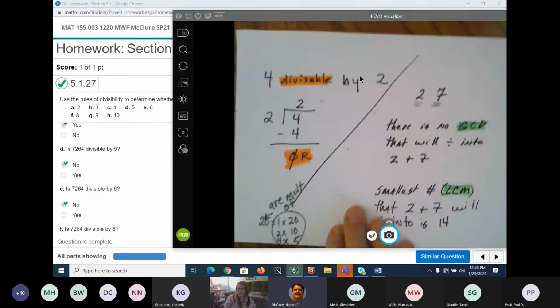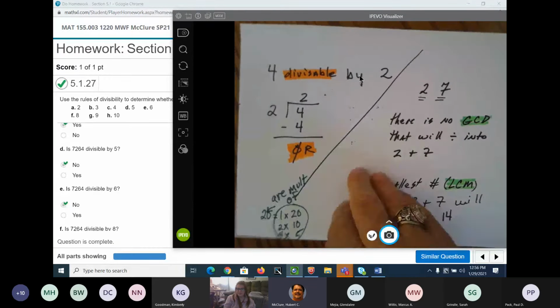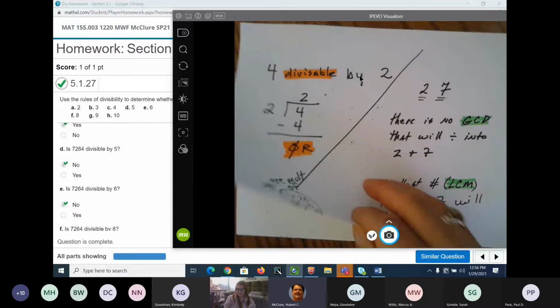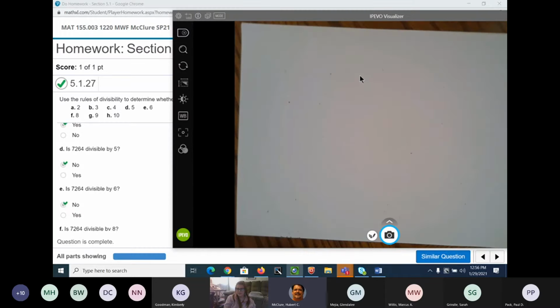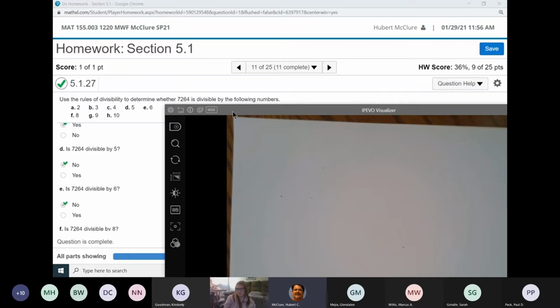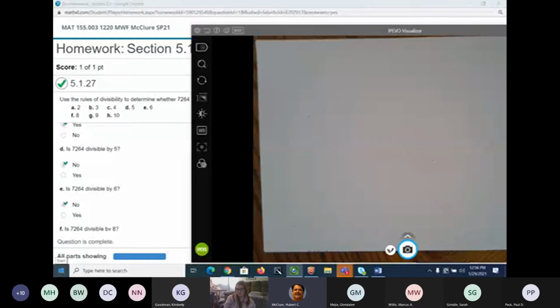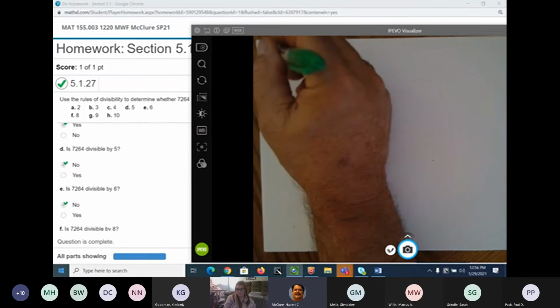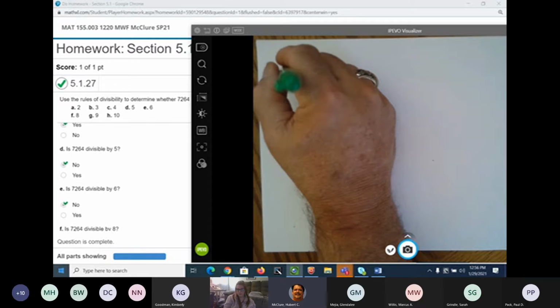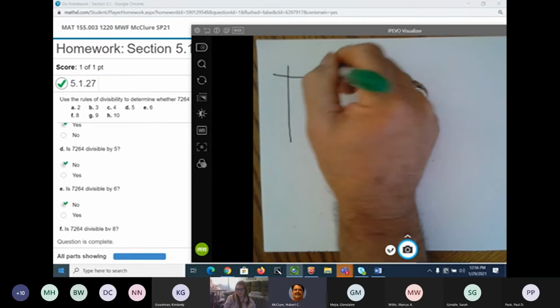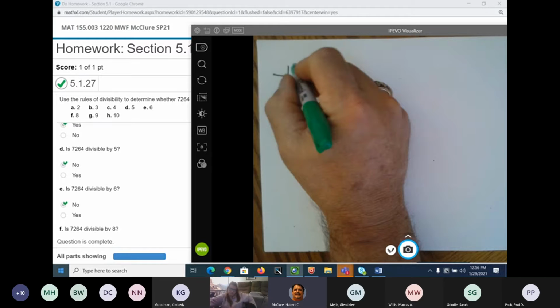It says, use the rules of divisibility to determine whether 7,264 is divisible by the following numbers. Well, I'm going to do it this way. We're going to kill two birds with one stone. We're going to do our prime factorization, and then we'll be able to tell if it's divisible by these numbers. I'll show you. So the number that we're looking at is 7264.